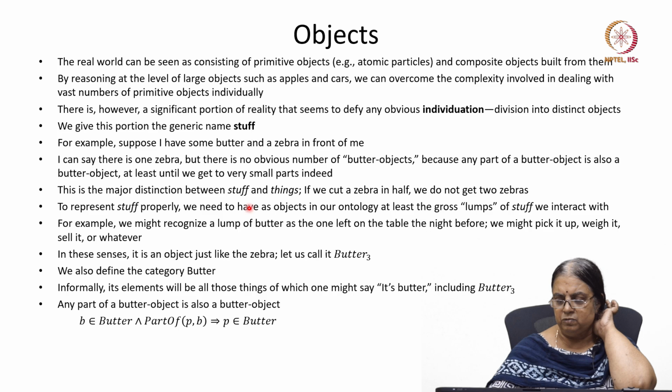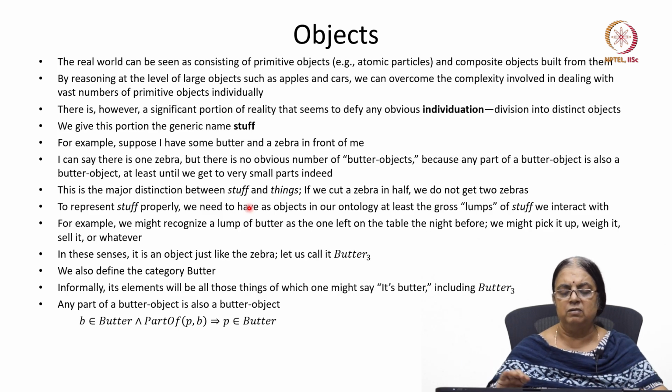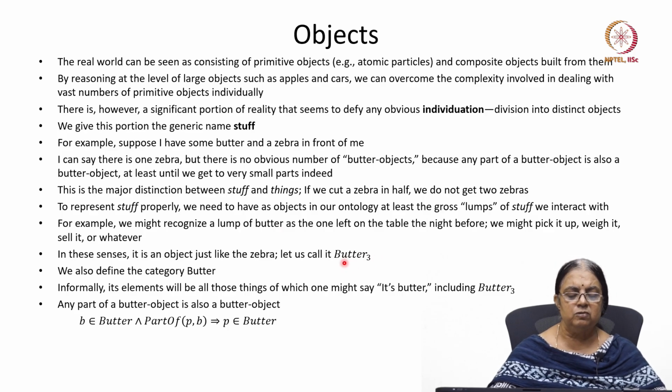So suppose you talk about individually one butter slice or some such thing, say butter 3. So when you say that it belongs to stuff, or when you cut it, it continues to be the same. You can put it in this way: if B belongs to butter and P is a part of B, then P also belongs to butter. So that is one way of putting that.